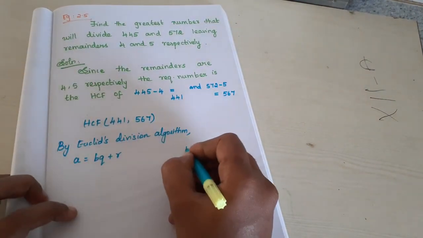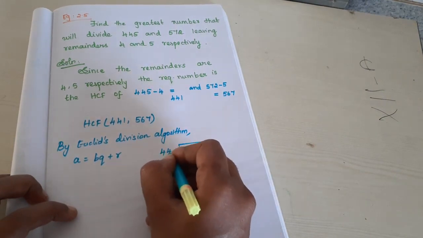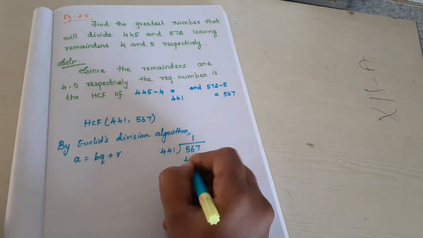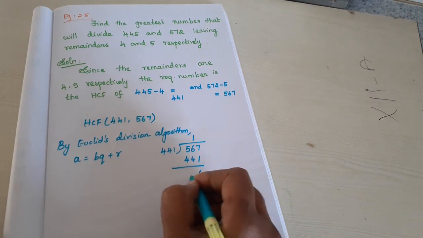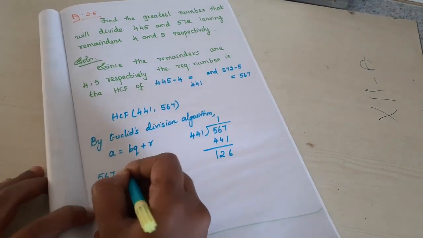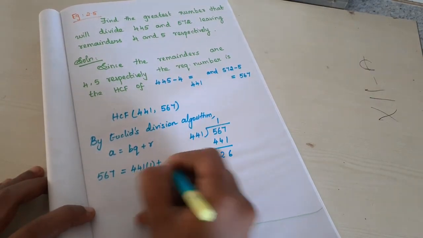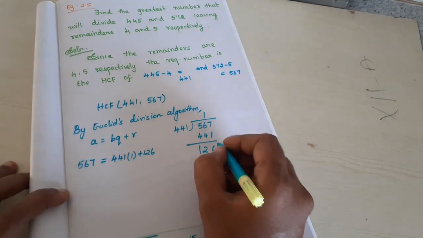So here we can do the calculation. For the first number, the biggest number we select: 567 divided by 441. How many times can it go? Only one time, so one time 441. What is the remainder? 126. So how can we write? 567 is equal to B value into Q value plus R value. The remainder is not getting 0, so again we need to repeat this.